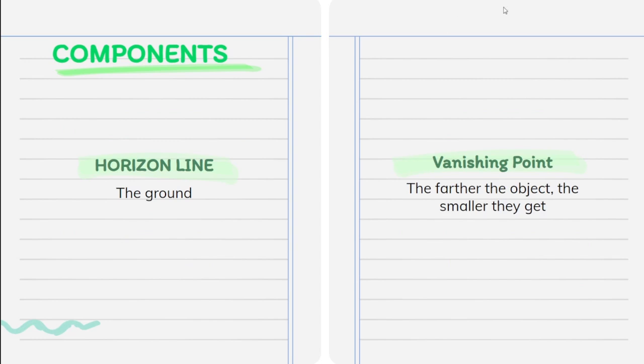In making such perspective, we need two components. These are the two components that I mostly use. So first is the horizon line. This is basically the line that indicates the ground on which your character is standing. The rest of your drawings will also be relative to this horizon line. So if it's slanted, the whole world will also be slanted.